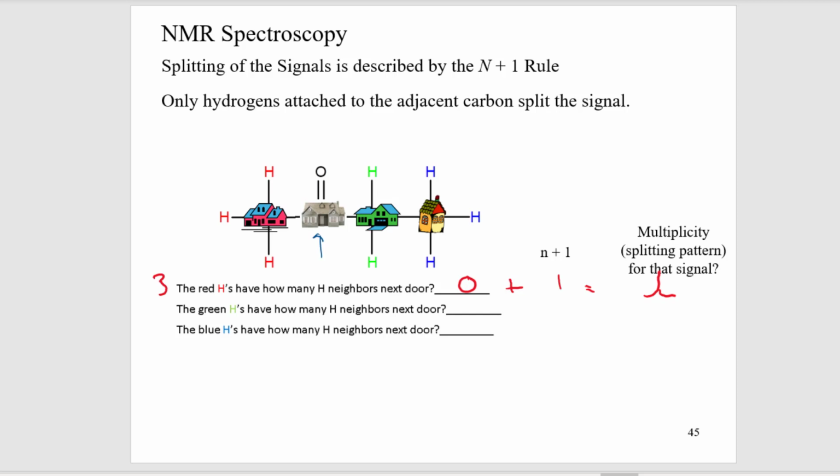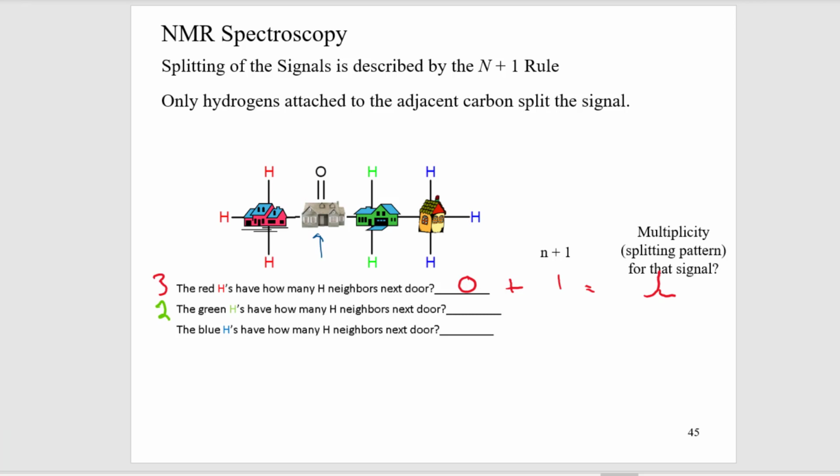Those hydrogens, the red hydrogens, their signal will be a singlet. And it will integrate, the area under that singlet will be equivalent to 3 hydrogens. All right, now let's do the next one. Let's do the green hydrogens. There are 2 green hydrogens.